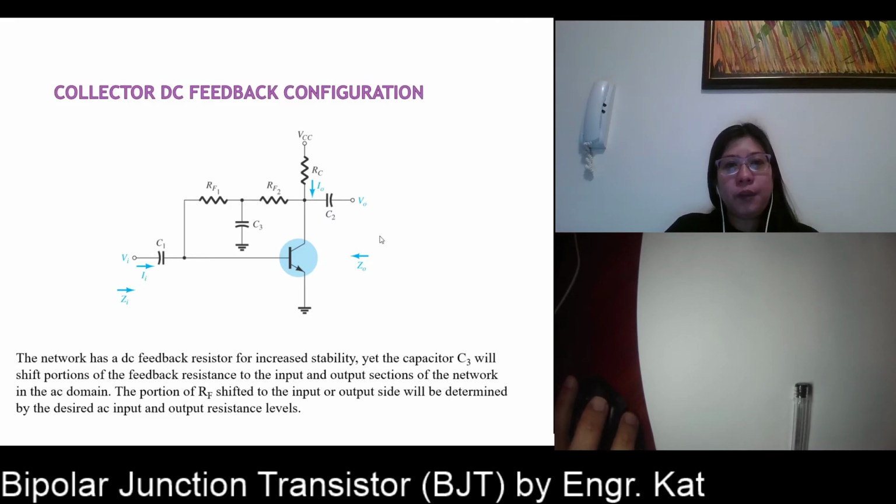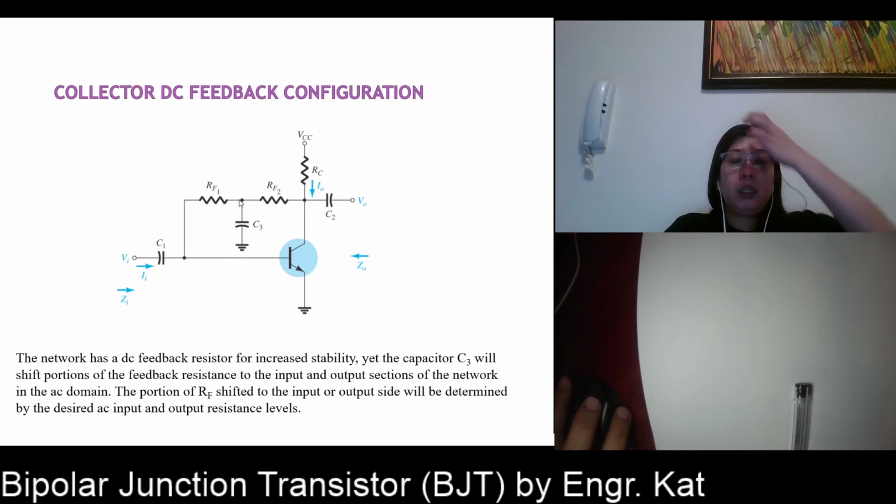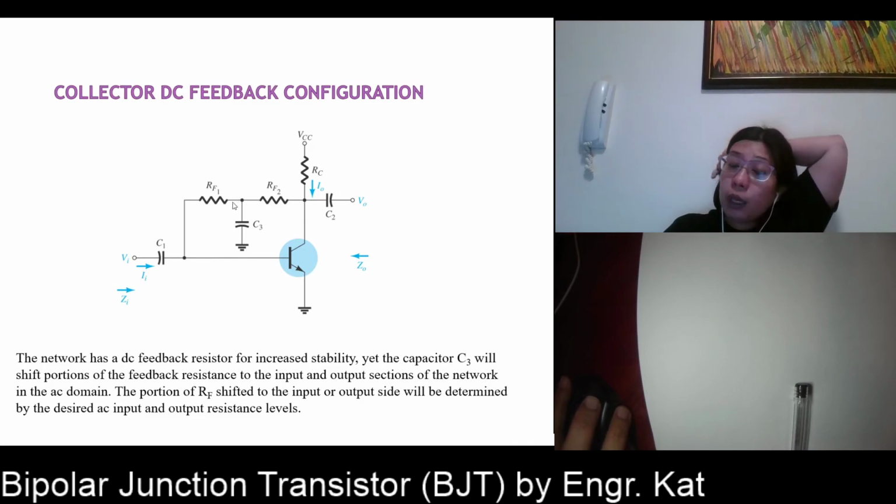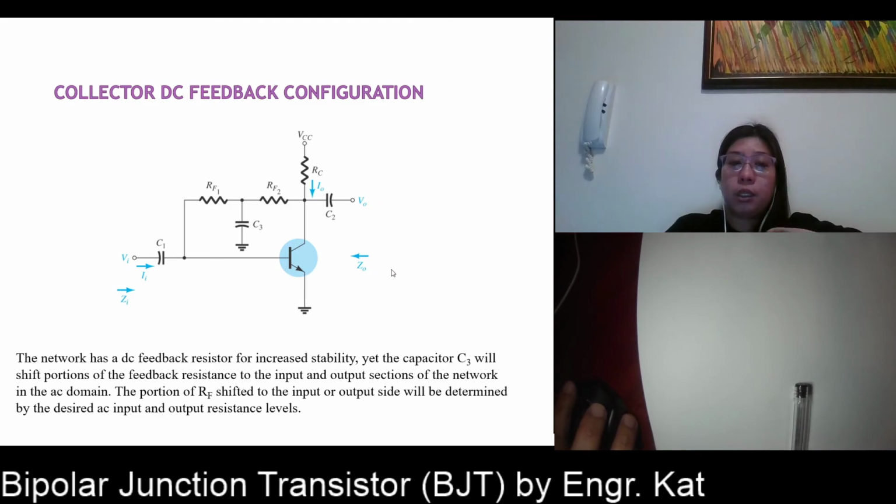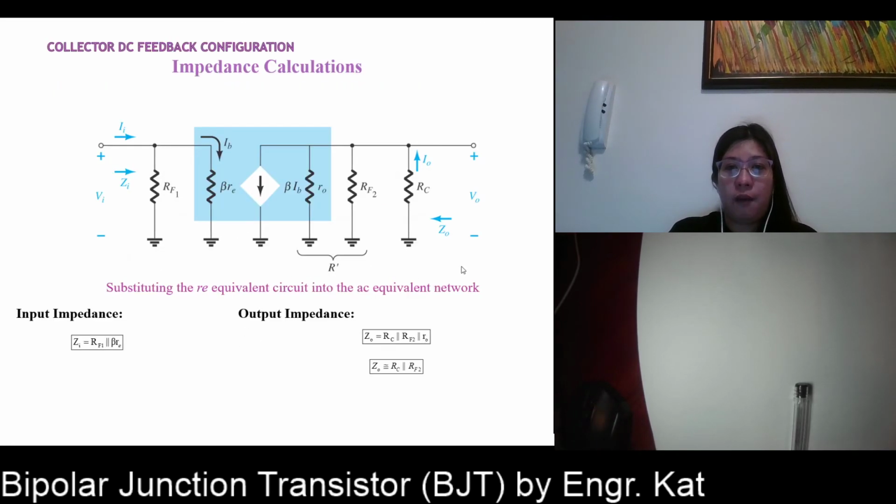So the collector DC feedback configuration, the network has a DC feedback resistor for increased stability, yet your capacitor C3 will shift portions of the feedback resistance to the input and the output sections. So the feedback resistance can also be shown at the output sections. The portion of your RF shifted to the input or output side will be determined by the desired AC input and output resistance levels.